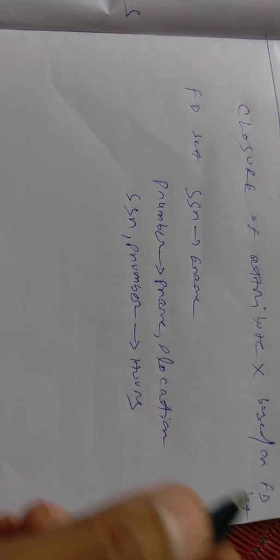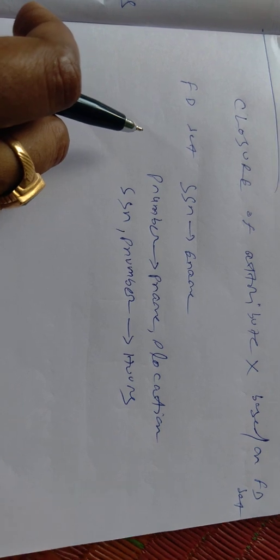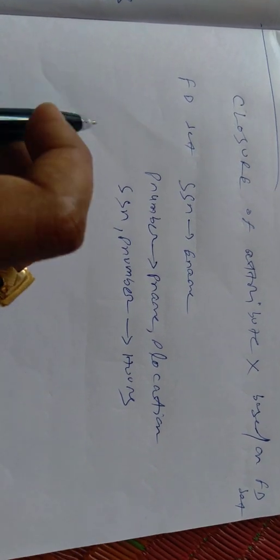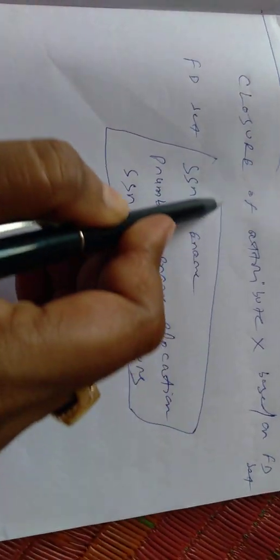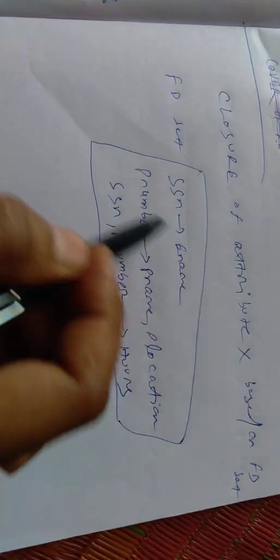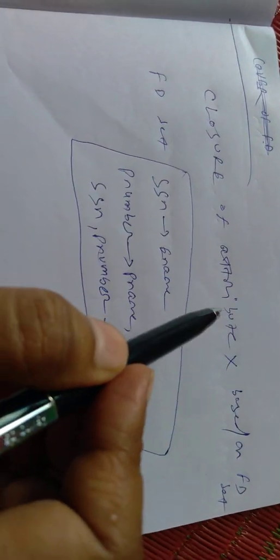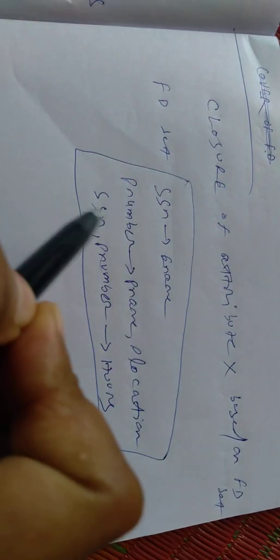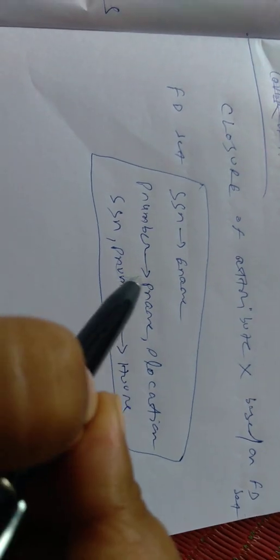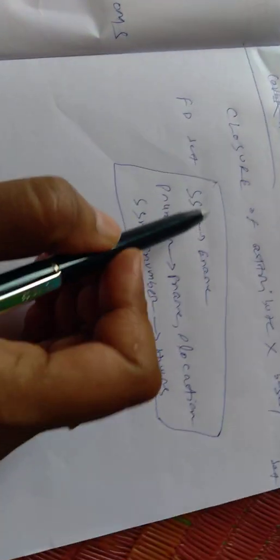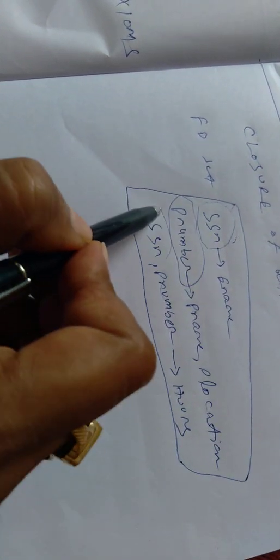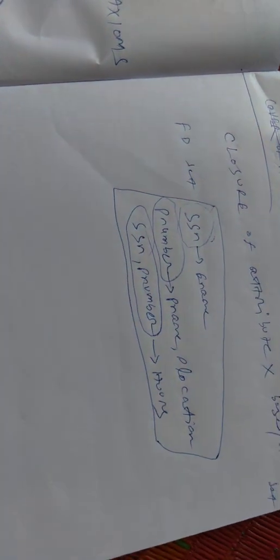Suppose these three function dependency sets are given. This function dependency set contains these three function dependencies. Using this function dependency set, you have to find the closure of each attribute. Here, closure of each attribute means closure of each attribute on the x side, or on the left side.